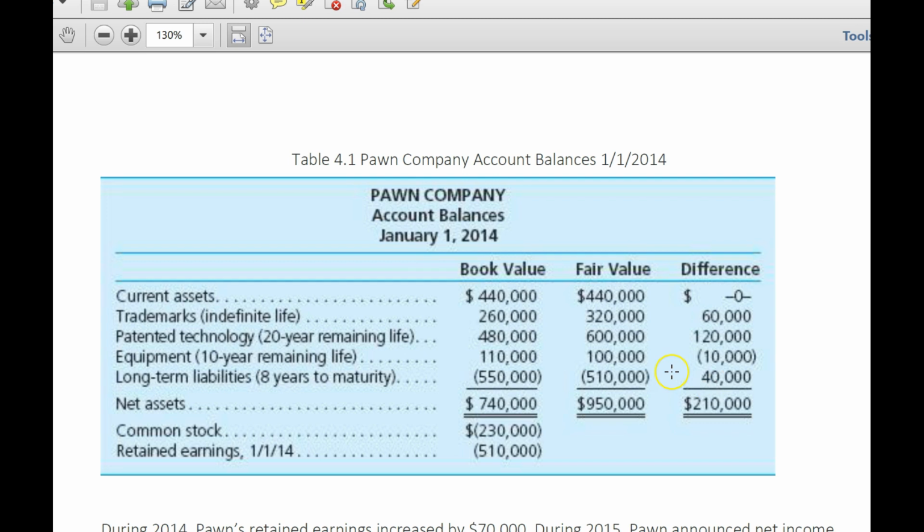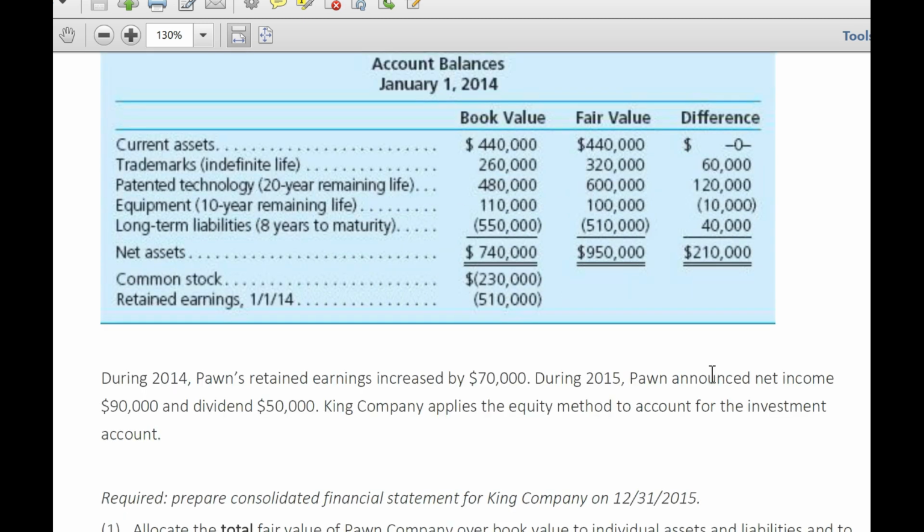You can see that this is the subsidiary's book value, the net asset is 780. The fair value of this asset is 950. The difference is 210, okay? Which means the fair value excess comes from the trademark and patent. There's an overvalued equipment, which means the book value is higher than the fair value. And then there's an overvalued long-term liability. The book value is greater than the fair value.